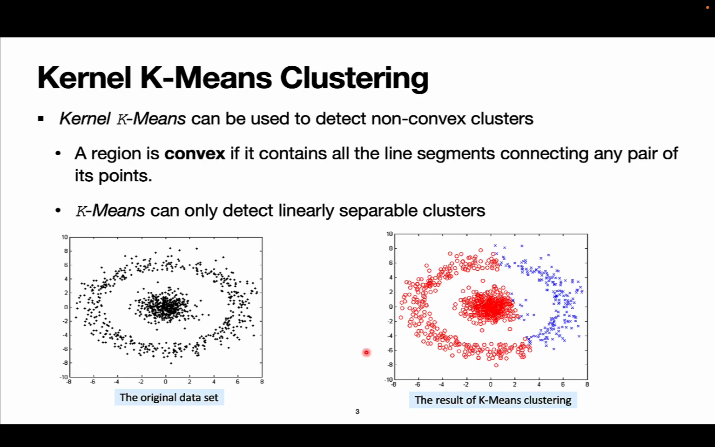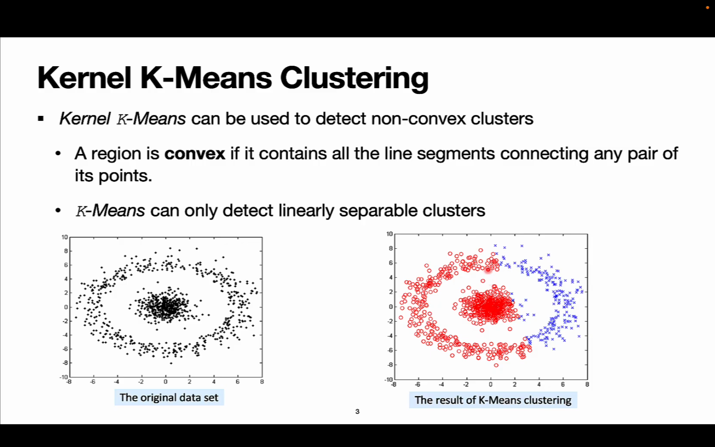At this point, we have already seen that the standard K-means algorithm works very well when the clusters are linearly separable. However, it struggles when the clusters are non-convex in shape. In this illustration, we have two clusters, the inner cluster and the outer cluster. Notice how K-means failed to separate these two clusters.